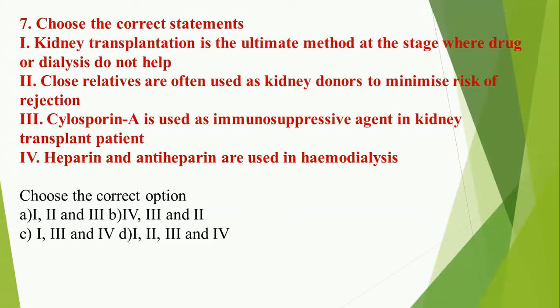Statement 1. Kidney transplantation is the ultimate method at the stage where drug or dialysis do not help. Yes, this is the right statement because dialysis is only a temporary procedure till you get the donor. So kidney transplantation of course is the permanent and ultimate method when dialysis do not help.